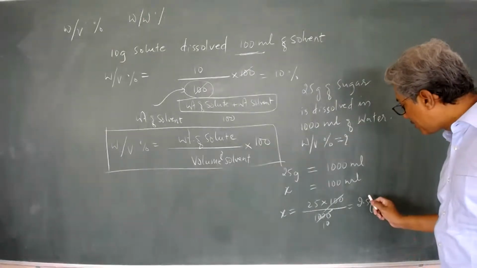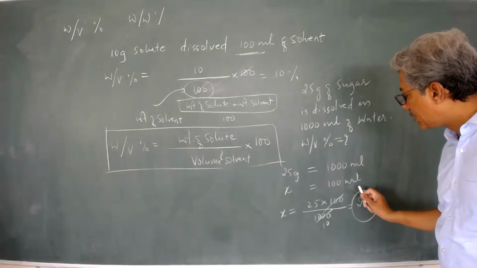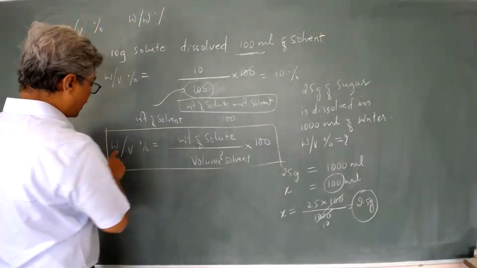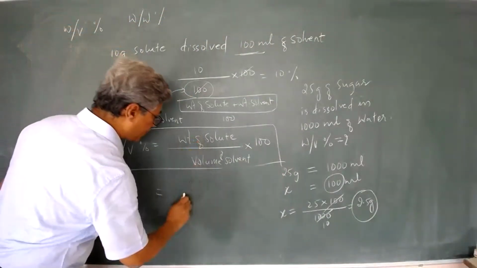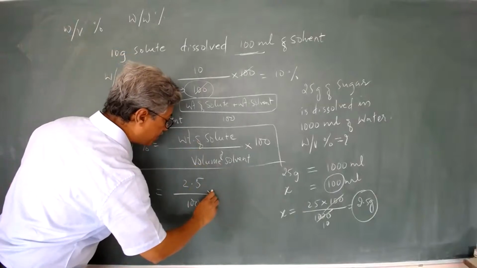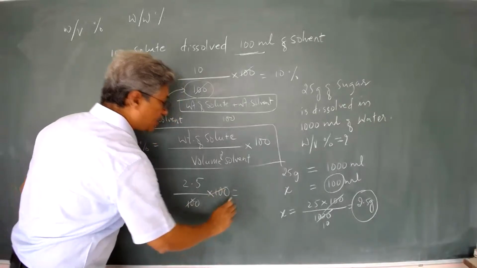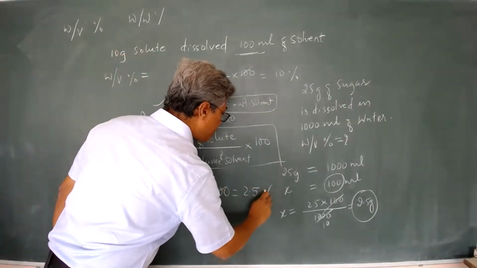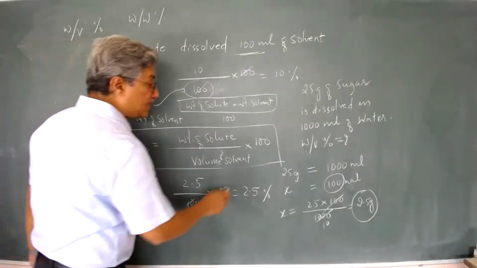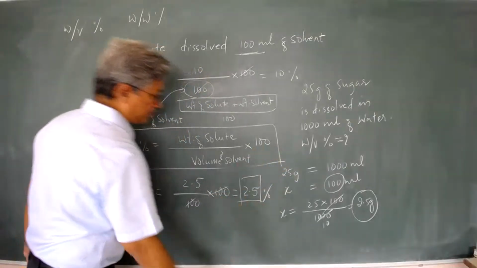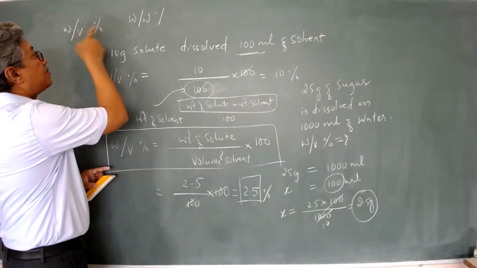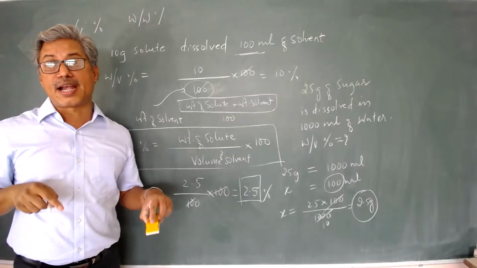Is that clear? That means 2.5 gram of sugar is dissolved in 100 ml of water. That means its mass by volume percentage will be how much? 2.5 gram by volume, 100 into 100, this will get cancelled. This is 2.5%. That is the mass by volume percentage of this sugar solution: 2.5%. Is that clear?